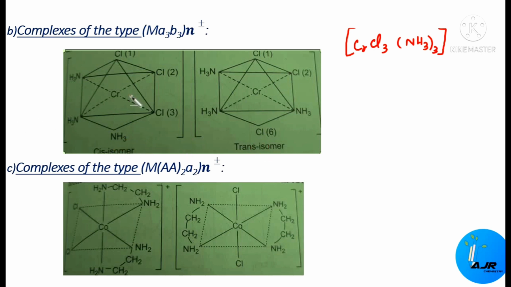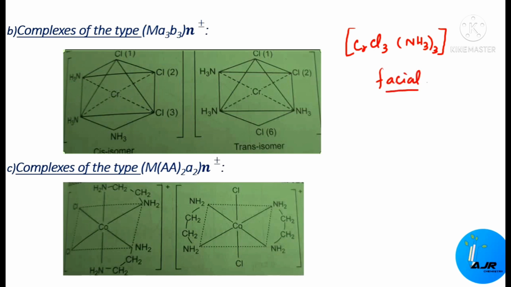In the cis isomer, the 3 Cl ions are placed on a triangular face. See here, this is a triangle, and on this triangular face we have the 3 Cl, and the NH3 molecules are placed just opposite to these. This NH3 is placed just opposite to this, this NH3 opposite to this, and this NH3 opposite to this. Understood? So this is called a facial or FAC isomer.